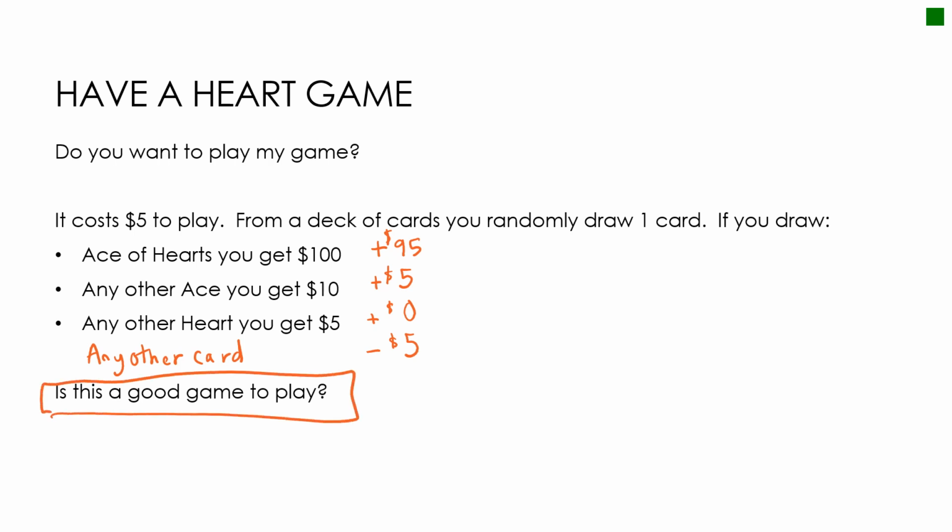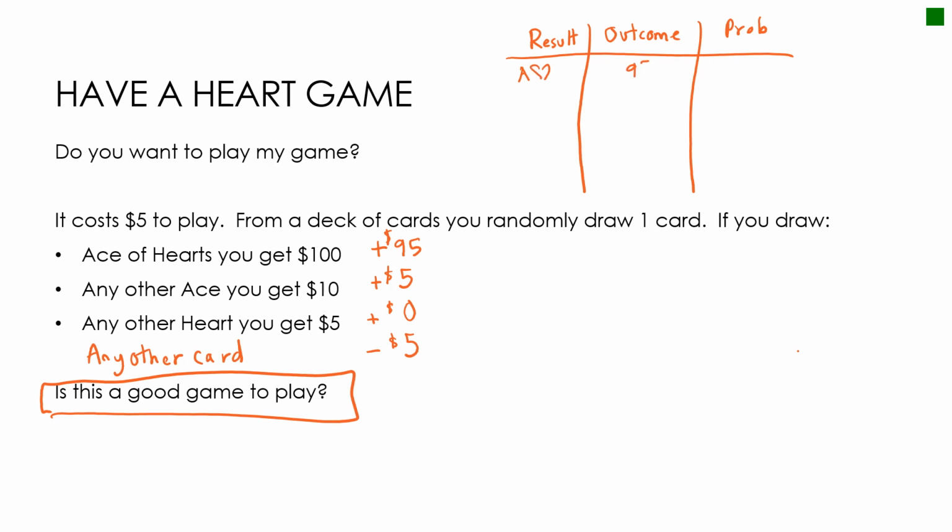Well, how do I determine that? The way I can determine this is first to create a probability model. Now my probability model looks like the result, which is sometimes the same as the outcome, but in this case I'm going to do another result column, and then outcome, and then probability. So that's what a probability model will look like. So in this case, my result will be the ace of hearts. The outcome is that I won $95. And what is the probability that I get an ace of hearts? Well, there is only one ace of hearts out of 52 cards.